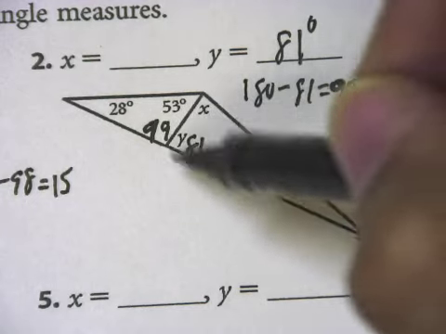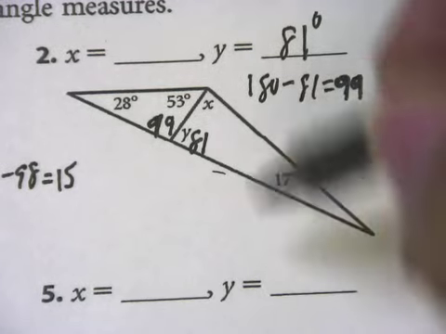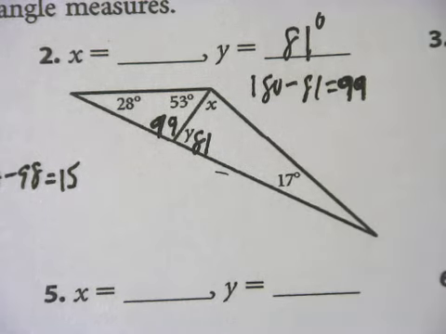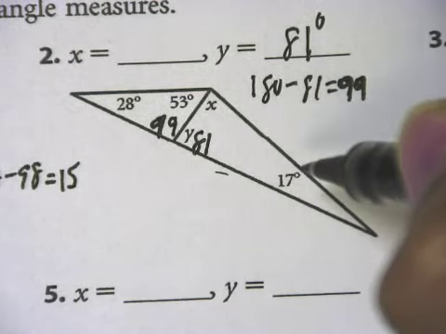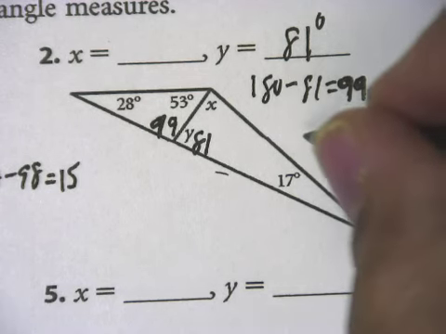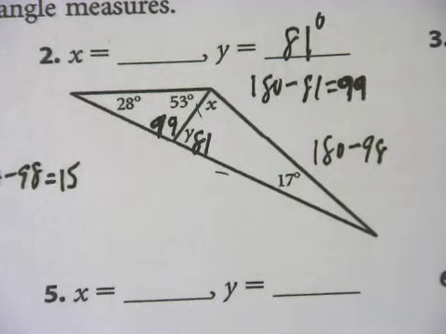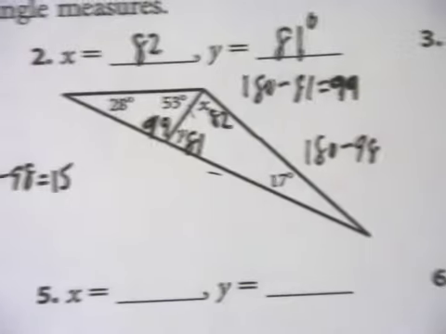Now that I know y, I can find x. Because again, here's a triangle. And I know that in a triangle I have 180 degrees. And all I need to do then is add these two together and subtract it from 180. So if I take 81 plus 17, that's going to give me 98. These two together, 8 and 1 is 9, 1 and 8 is 8, so that's going to give me 98. So all I have to do is 180 minus 98 is going to give me the value of x, which is going to give me 82. So x is 82 degrees.